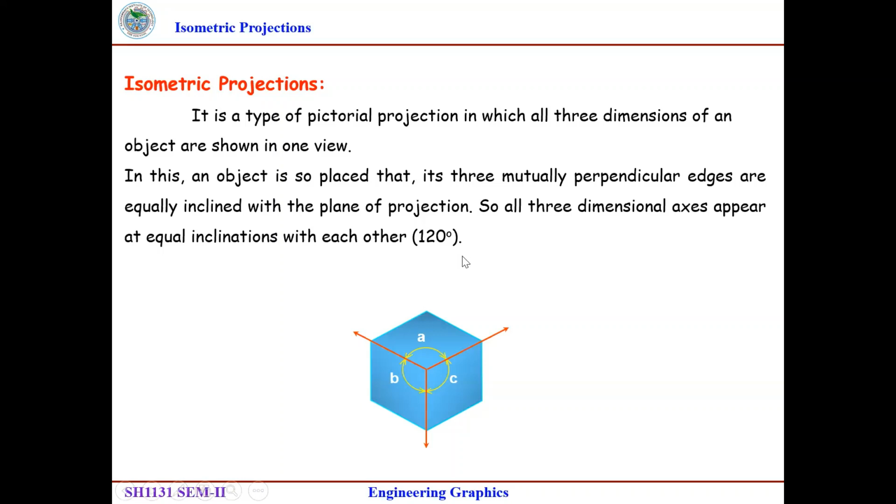That is 120 degrees. So if you observe this one, these three axes are mutually perpendicular to each other. But if you see from this isometric view and if you measure it, that looks like 120 degrees here. Okay, so if you observe here, I can see the length, width, and height. So three dimensions simultaneously I can view for this particular isometric projection.